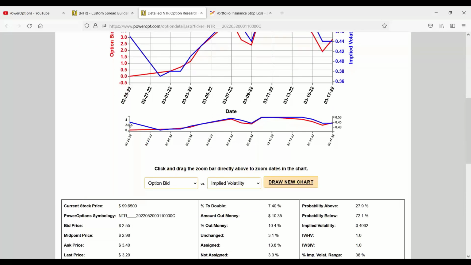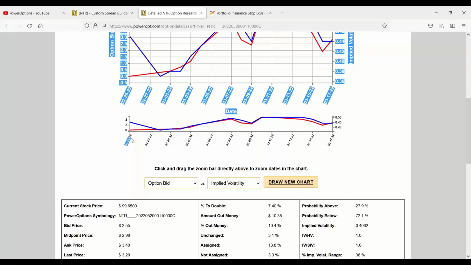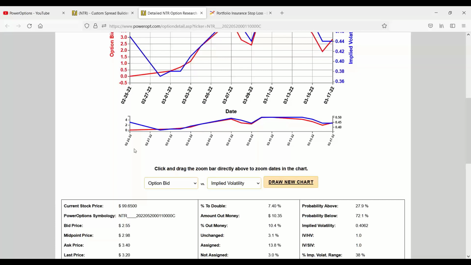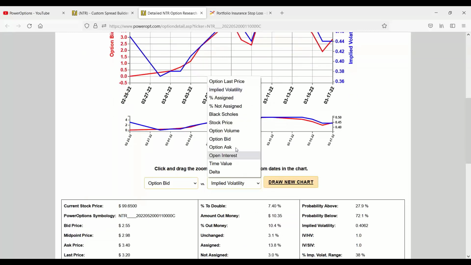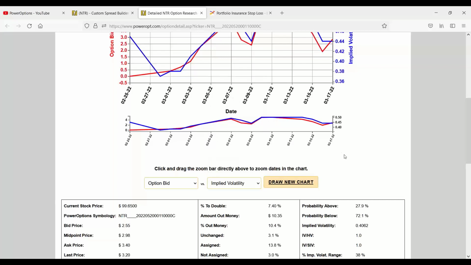And this particular May option was released right after standard February expiration. So it looks like 2/25, 2022 is when this May series for NTR was released on the market. And there's some things you can change here. You can change this to be the option last price versus the bid, the stock price versus volume, and so forth, delta versus implied volatility, however you want to go into that analysis.